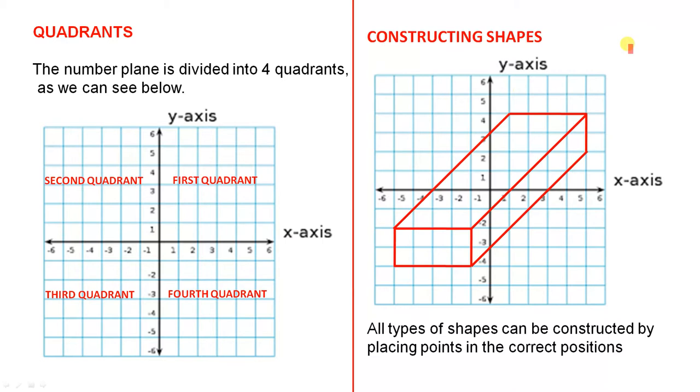And finally, constructing shapes. All types of shapes can be constructed by placing points in the correct positions. So see these corners here? We can plot all of those points where those corners are, and we just join the points together in the appropriate manner, and look what we've formed. This beautiful prism. It's a rectangular prism, and you can form many, many other objects when you join the points together in the correct manner.